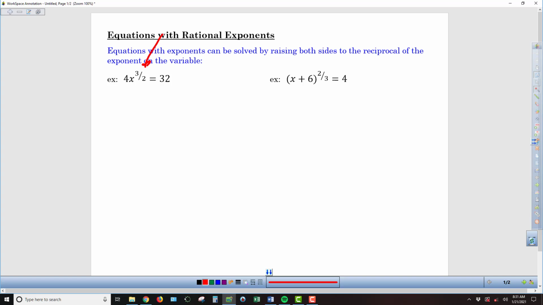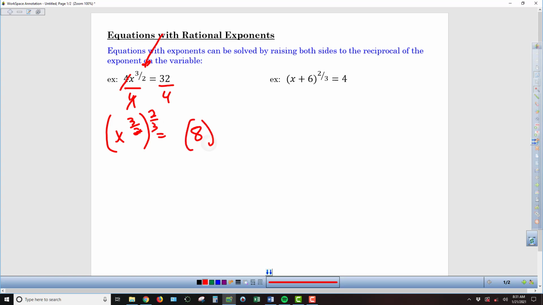So in the first example here, before doing that, we're going to isolate the variable by dividing both sides by 4. So if we do that to get started, we have x to the 3/2 equals 32 divided by 4 is 8. And so now I'm going to raise both sides of our equation to the reciprocal exponent. And so that will leave me with just x.